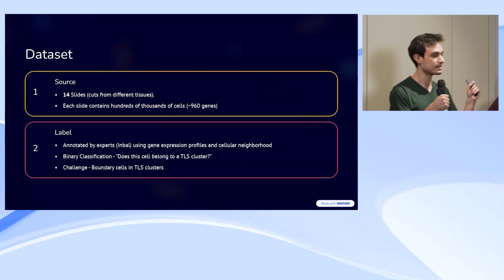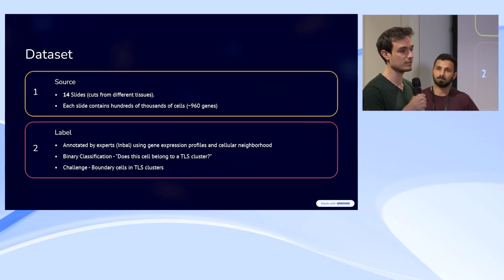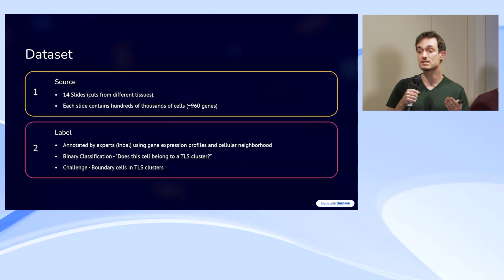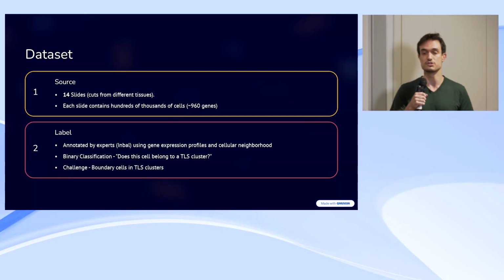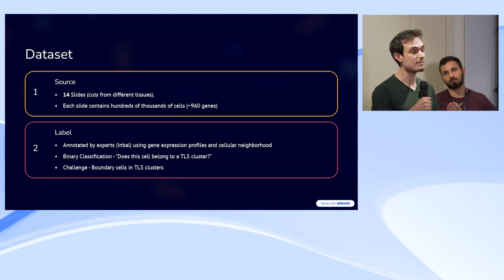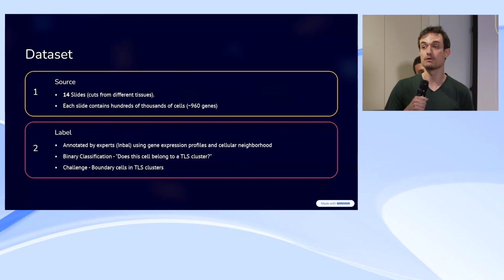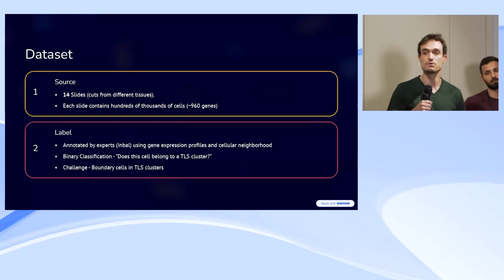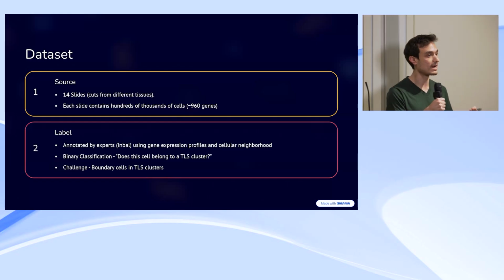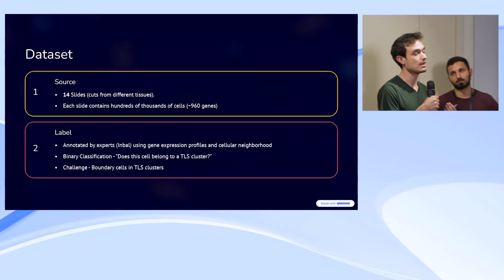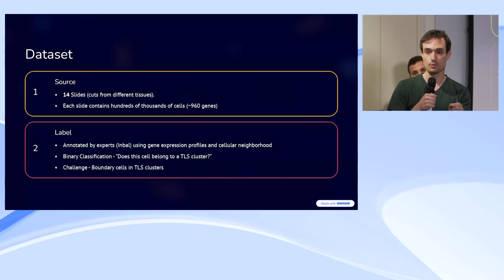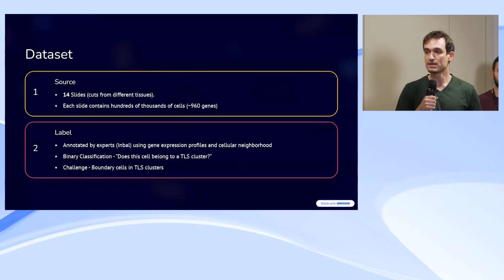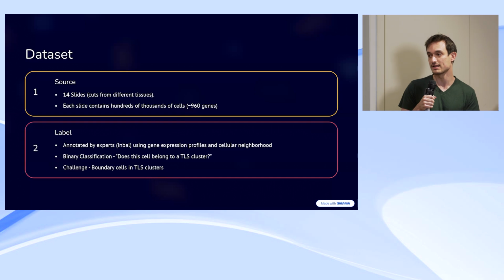This labeling was done by Inbal, the great biologist at Compugen. She does this by hand, looking at the gene expression, looking at the slide. You can imagine this is a very, very difficult task to do. There are hundreds of thousands of cells. So what she does is she draws a border around the TLS structures, and she draws this by hand. When she's drawing it, she can make slight mistakes.